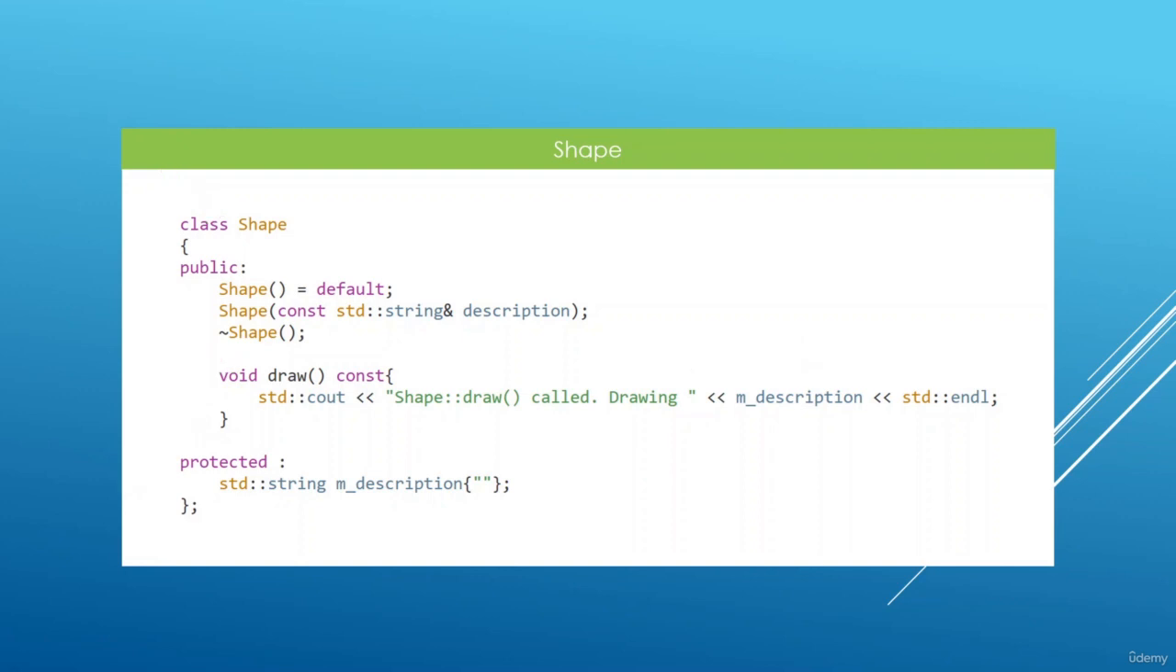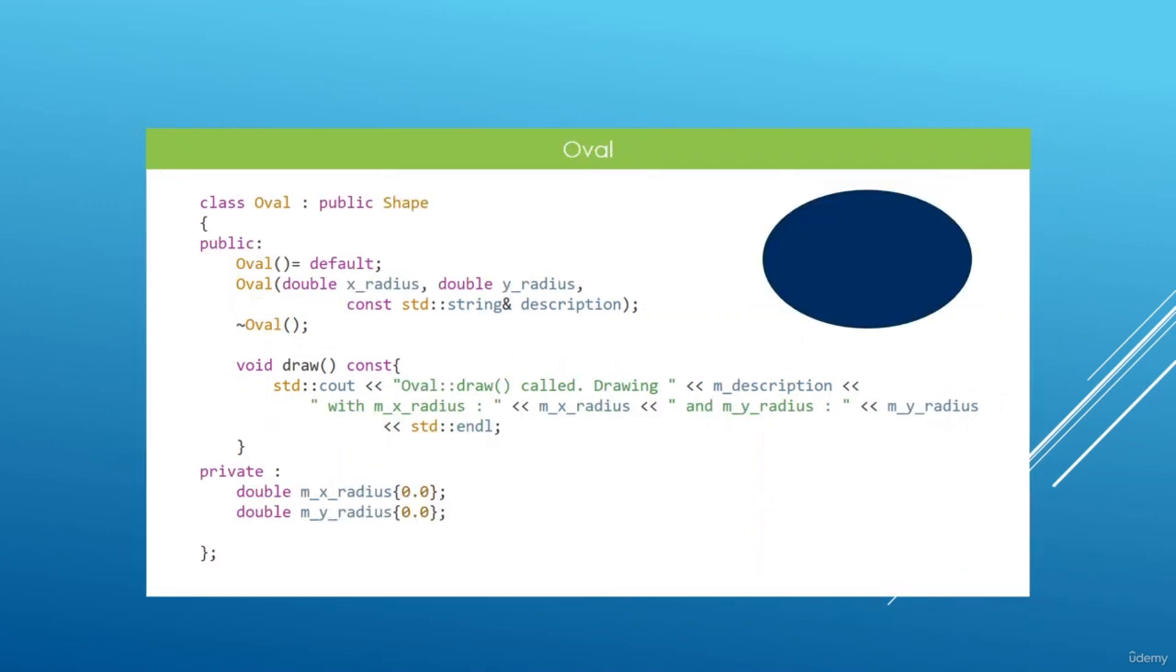Once we have this shape, we can create other shapes from it. For example, we can create an oval class, which is going to be representing a shape like this. It is going to have two member variables. One is going to be mX radius. The other is going to be mY radius. This may represent the radiuses for our oval here. For example, the x radius might be something like this. The y radius might be something like this. And this is how we're going to be representing this shape here.